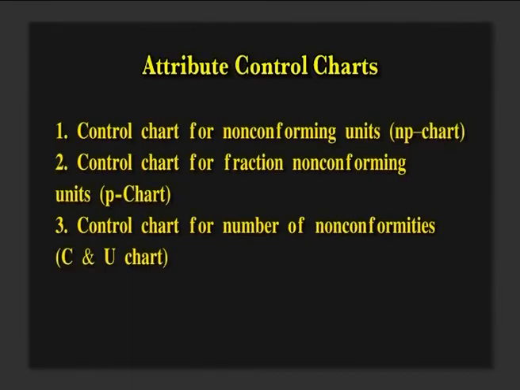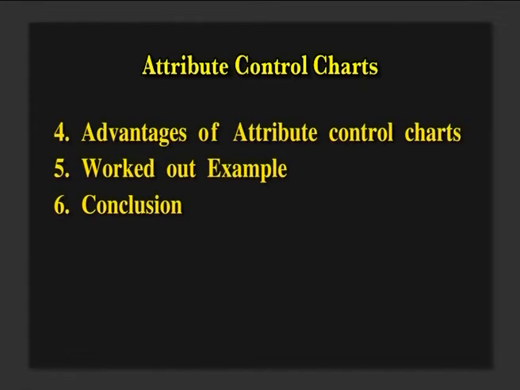In this session, we discuss the construction of attribute control charts. The entire topic is subdivided into the following subdivisions. 1. The control chart for non-conforming units, NP chart. 2. The control chart for fraction non-conforming units, P chart. 3. Control chart for number of non-conformities, C and U chart. 4. Advantages of attribute control charts. 5. A worked out example. 6. Conclusion.